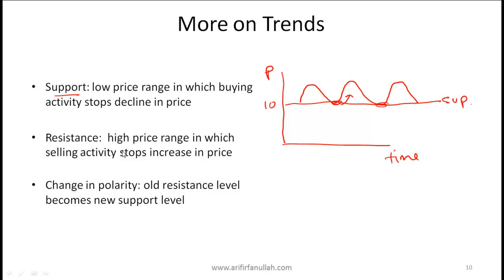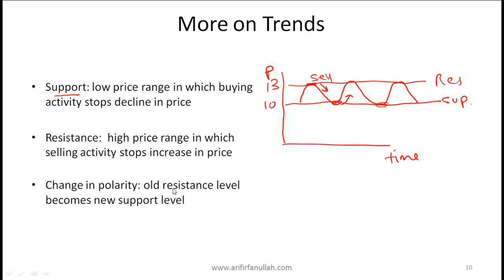Resistance is a high price range in which selling activity stops an increase in price. So this is your resistance line, where let's say the resistance line is 13. At 13 there is this psychological limit where traders think that now the stock is expensive. So here there is sell activity which causes the price to go down. Remember, this ties in with supply and demand. Here there is selling, which means lots of supply, and hence price goes down. So resistance level, support level.